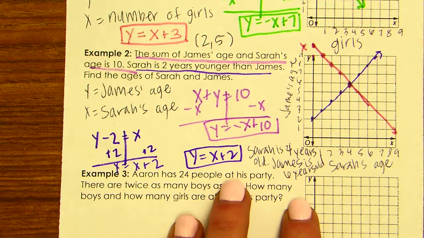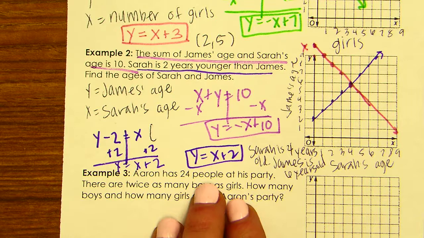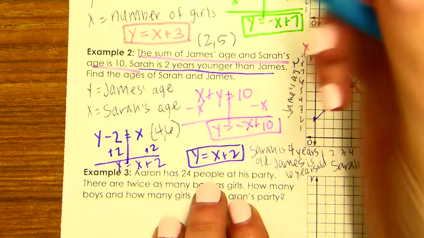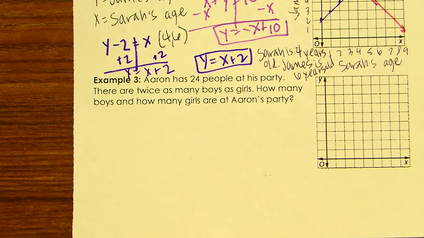Again, I know you could have done that using logic, but I want to make sure you understand this method, so I need to see all of this work. So 4 and 6. The next one says, Aaron has 24 people at his party. There are twice as many boys as girls. How many boys and how many girls are at Aaron's party?